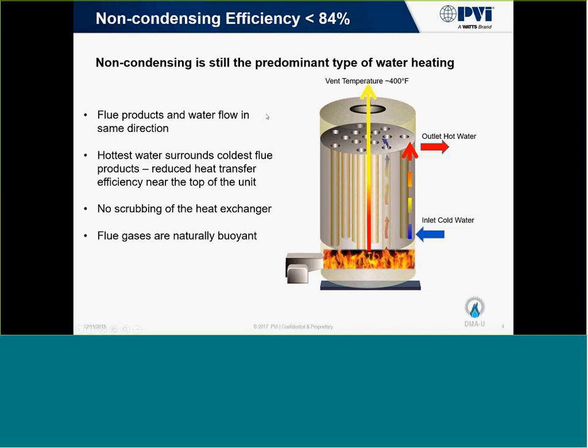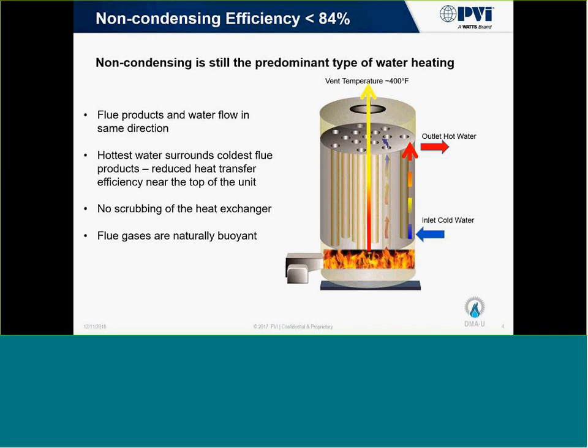So in a non-condensing water heater, the burner assembly is going to be on the bottom of the unit, and the flame actually travels up through the water inside the tank. The downside of that is the coldest flue is next to the hottest water. So it's an upflow on the actual flue gases, and we're not scrubbing as much heat off of that system, which is why it's non-condensing. Instead of having all the heat go into the water, we have a lot of heat going up the vent stack, that's why the vent stack is at such a higher temperature.